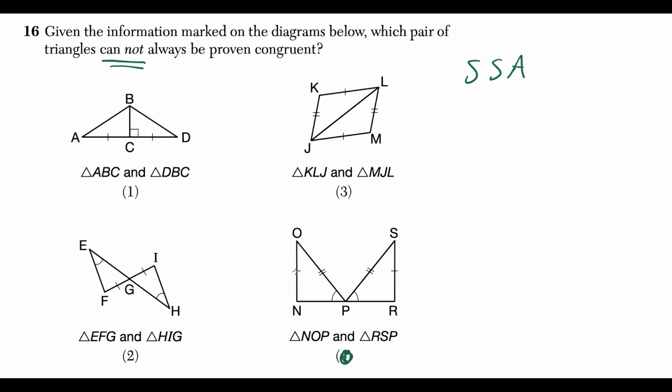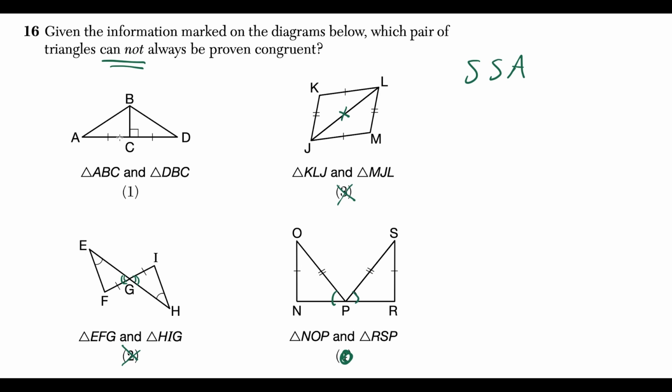You see how we have two sides congruent in both triangles and the angle that's not between them. These over here, I would have vertical angles are congruent, so I'd have angle, angle, side. So this is out. These, they share a side, so it'd be side, side, side, which always proves triangles congruent.